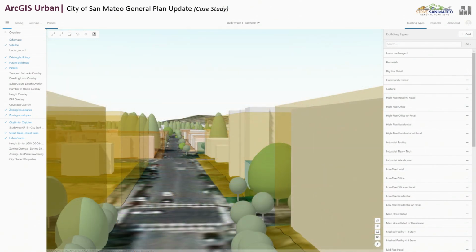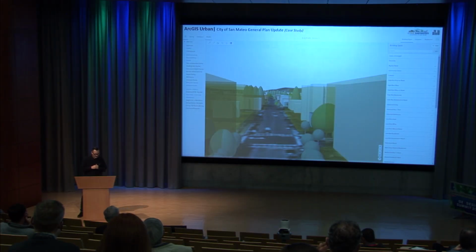And that's it. This is just another view, another way to visualize that massing, the street view. And that's basically the summary. It's still a work in progress. Hopefully we'll have more to share next time around, and we're looking very much forward to implementing ArcGIS Urban in the later stages of this project. Thank you.